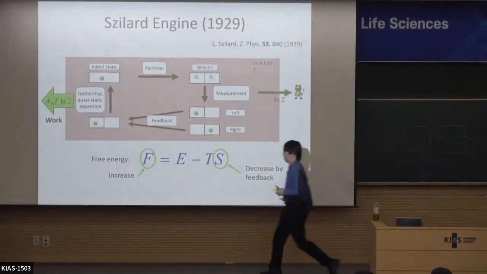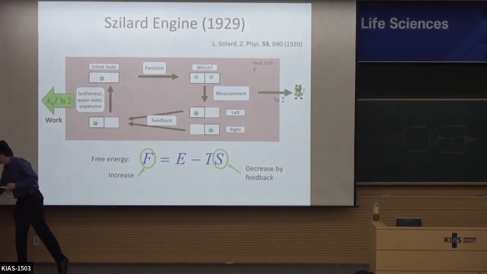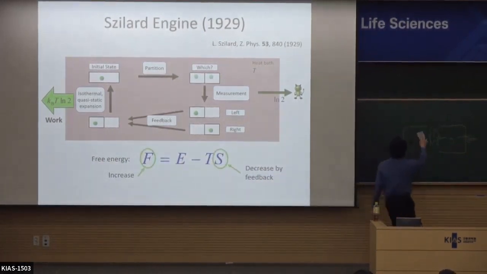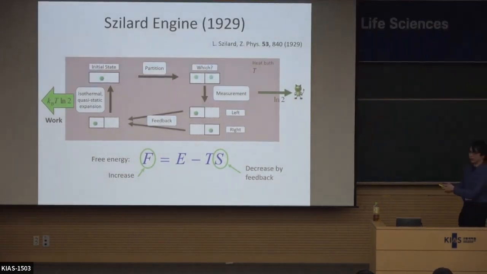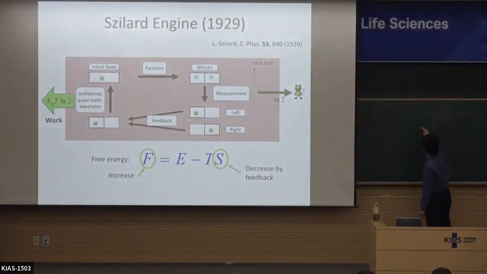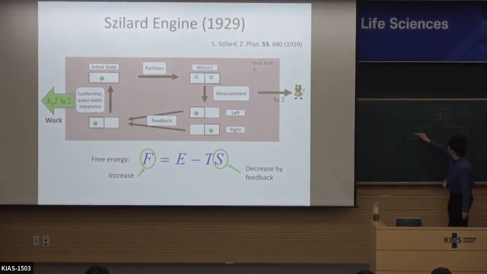Also, I think a simpler way to understand this feedback process is that actually we don't need this step in principle. Starting from this, so this is a measurement. And then another way to perform the feedback control is, if the particle is found in the left side, then we attach the weight something like this, weight here. And if the particle is found here, then you attach the weight here.